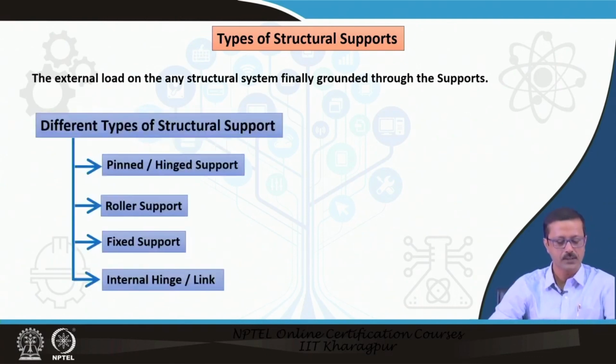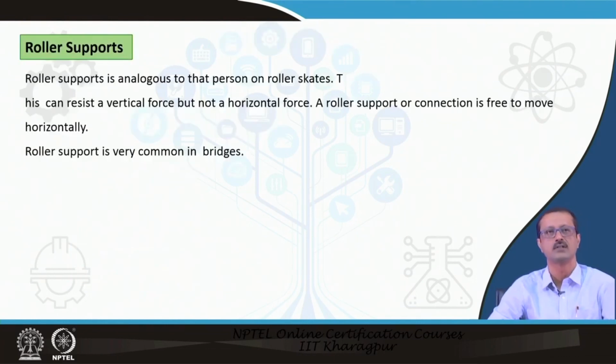Now, there are typically many types of support system, but out of that these 4 types are very common in our buildings or in various structures. The first one is called pinned or hinge support. The second one is the roller support. Of course, the roller support may be the most general one, then the pinned or hinged may come. Then there is a support called fixed support, and there are sometimes internal links or hinges also.